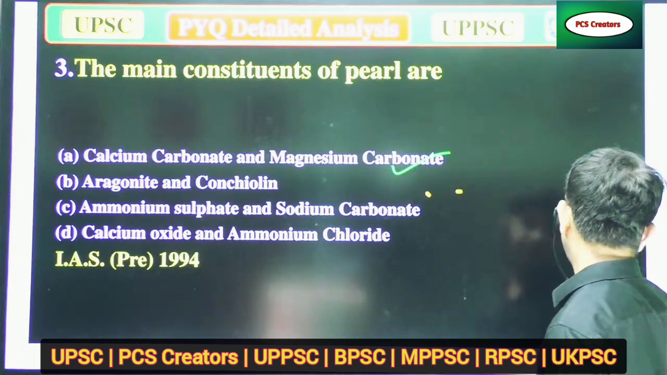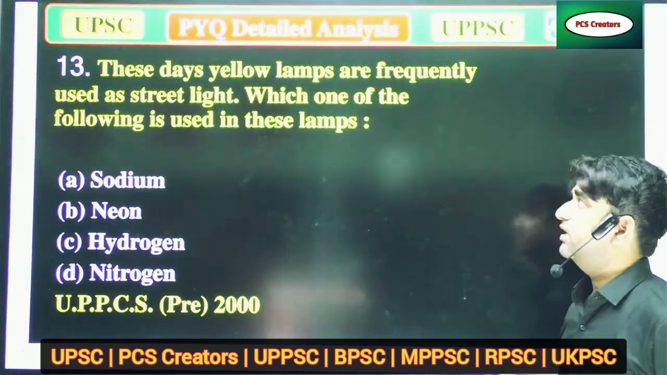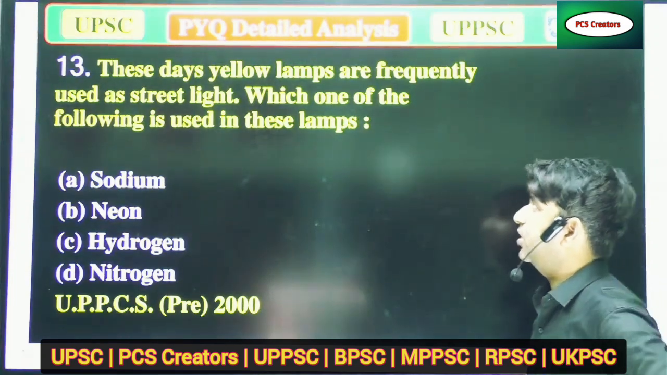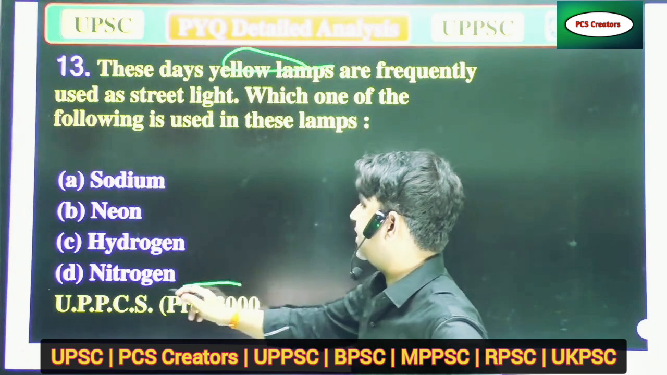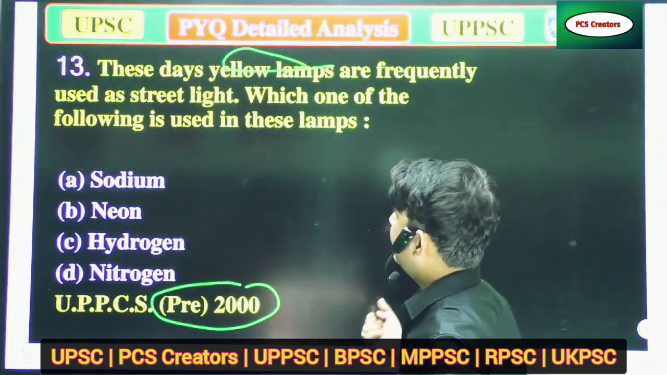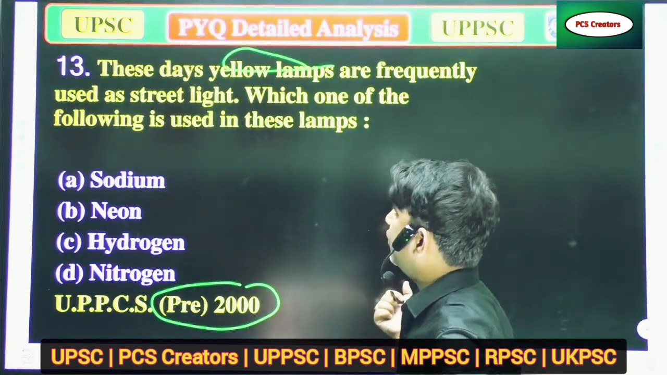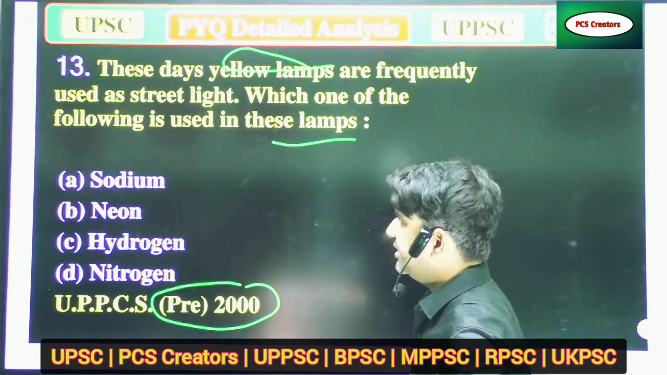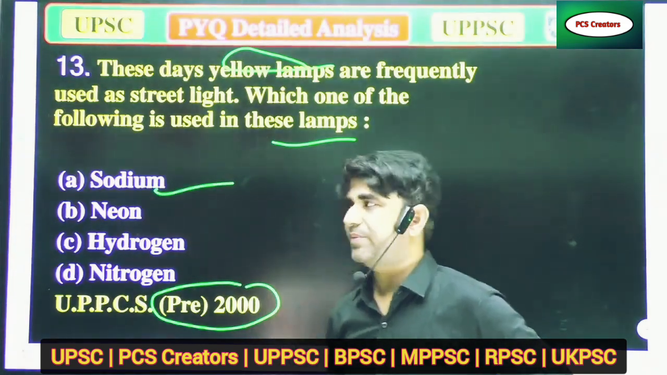Now we'll move to our next question. These days, yellow lamps are frequently used as street lights. Nowadays, yellow lights, or you can say yellow lamps. That question was asked in 2000. So yellow lamps are frequently used as street lights. Which one of the following is used in these lamps? A, sodium; B, neon; C, hydrogen; and D, nitrogen. Mainly sodium is used in those lamps. So that is the correct answer.